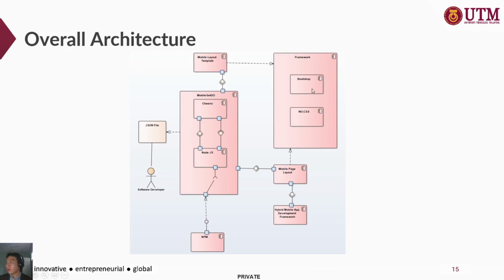So there are two types of library, which consist of the Bootstrap library and also the template for W3 CSS. Once it knows which layout they want to use, it will generate a mobile page layout here, and this layout can be fed into a hybrid mobile development framework if the user wanted to. And PAM here is if there are additional libraries needed to support the generator.